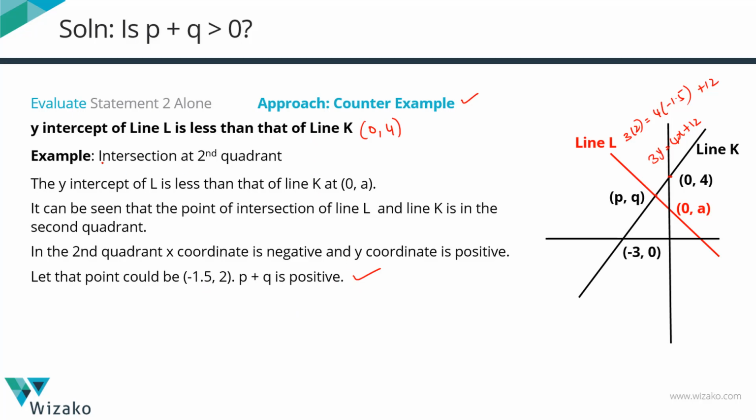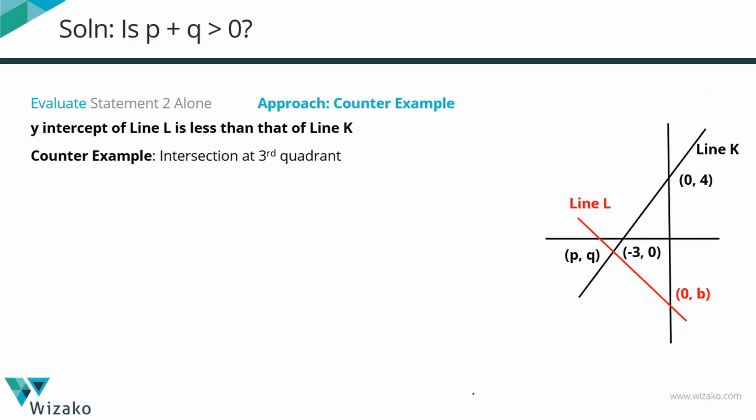I found with example 1 where it is intersecting in the second quadrant, and I picked such a point where P plus Q is going to be positive. To pick a point which is negative, let's not even look at the second quadrant. Let's just quickly jump to the third quadrant, because the y-intercept of line L should be lesser than the y-intercept of line K. It can go all the way down to minus infinity if we choose to. So if it is a value which is negative, then obviously we realize that the point of intersection moves to the third quadrant. Let's pick any point in the third quadrant.